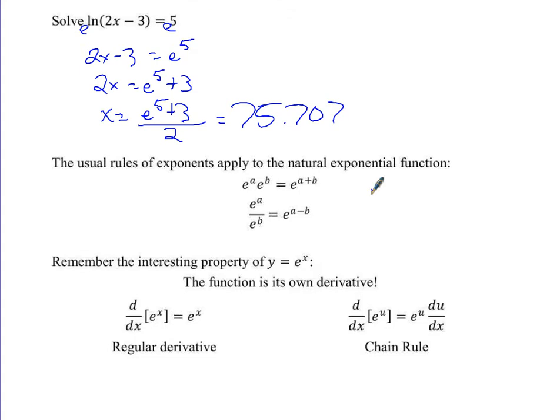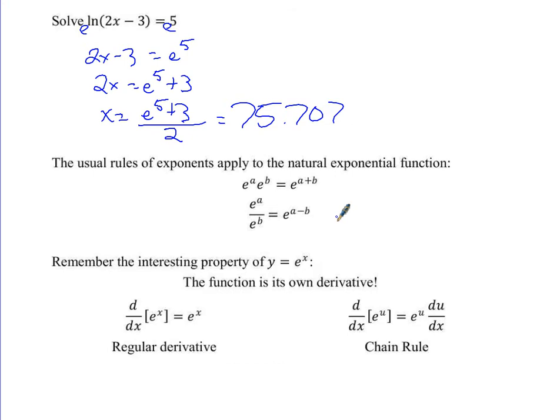Okay, the usual rules of exponents still apply to natural exponential functions. If I have like bases, I add the exponents. So e to the a times e to the b becomes e to the a plus b. We use this one a lot. e to the a divided by e to the b, those are like bases, so we subtract the exponents, and we use this one a lot as well. So you need to remember those.